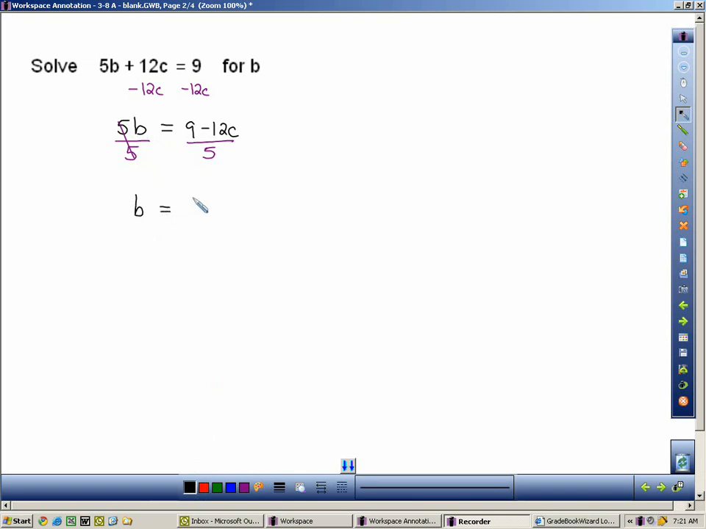And so I'm left with b equals (9 minus 12c) over 5. I'm going to leave that as my answer. I'm not going to factor out the negative 1 because you notice the denominator is positive. Factoring out the negative 1 really won't help me with anything, so we'll leave that right there as my solution. Notice the b is isolated and everything else is on the other side.